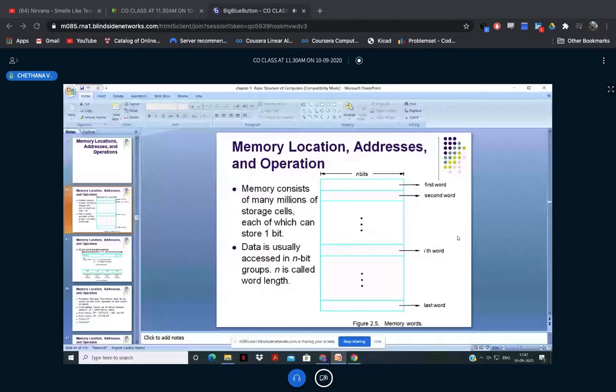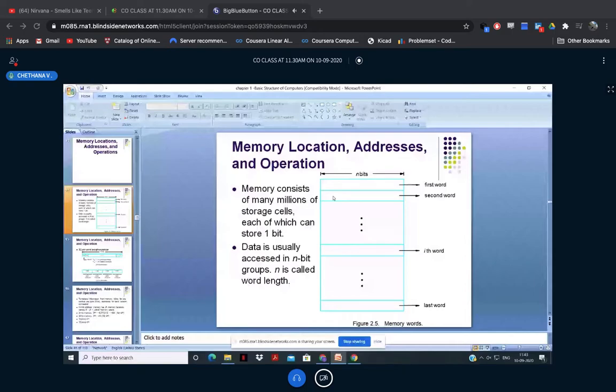See here. So this is what a memory, your memory, looks like. A very big memory. It has n number of cells available, and in these cells I'm going to store the data. This is the first memory location. This is the second memory location.